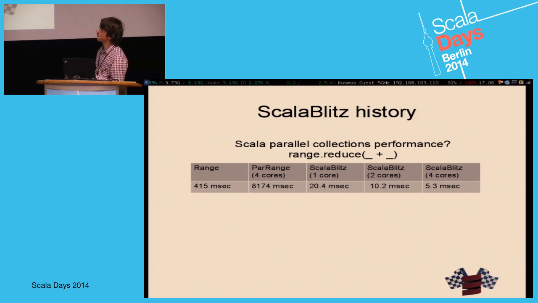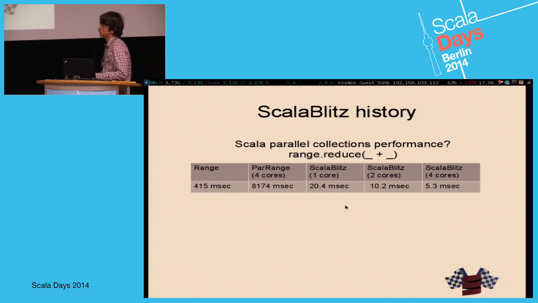In order to solve this problem, we implemented ScalaBlitz, which has low overhead per element as a parallel collection. But it turned out that we not only beat the parallel collections, we also beat the sequential ones. So trying to implement the parallel collections, we were actually able to beat the sequential collections on a single core. You can see that in this example we are 20 times faster than the sequential collections on a single core, and we've got a wonderful scaling scheme in this example. The more cores you get, the faster you are.